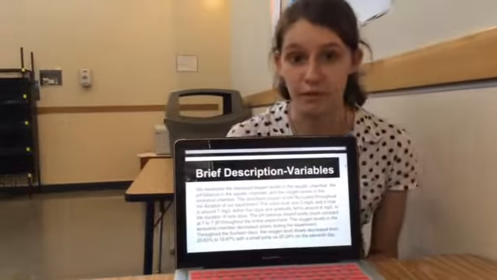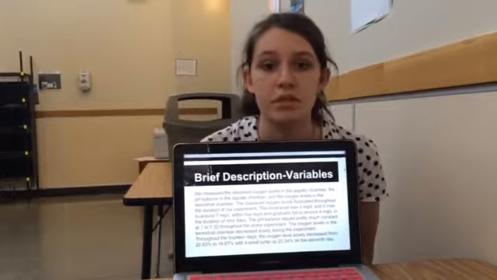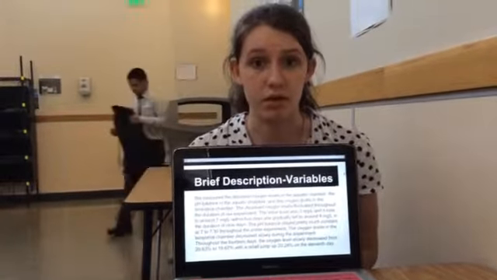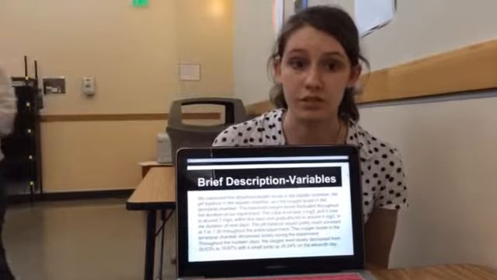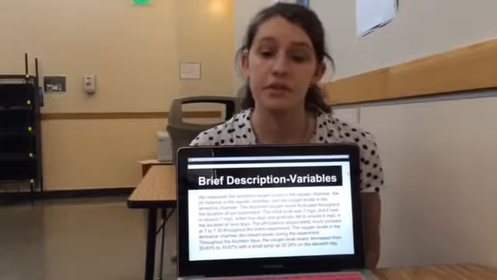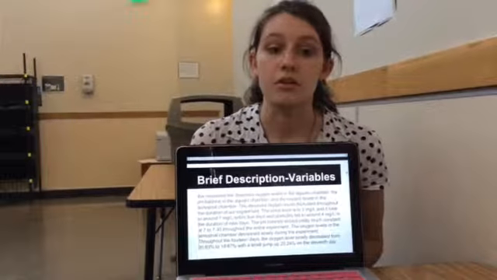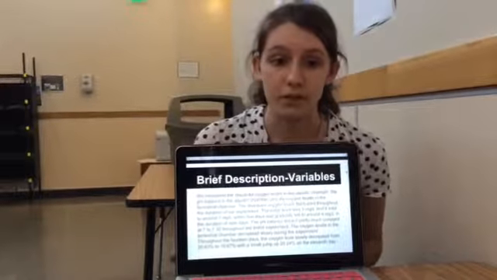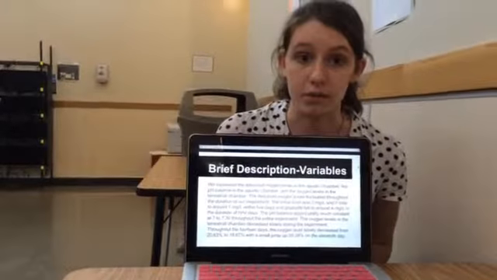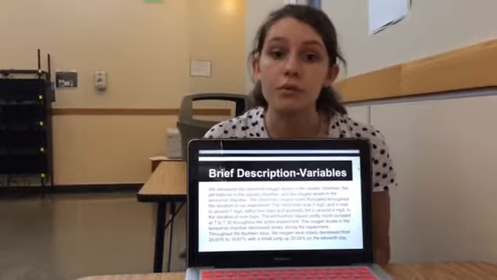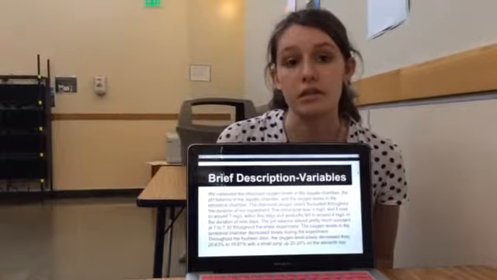Brief description of the variables. We measured the dissolved oxygen levels in the aquatic chamber, the pH balance in the aquatic chamber, and the oxygen levels in the terrestrial chamber. The dissolved oxygen levels fluctuated throughout the duration of our experiment. The initial level was 3 milligrams per liter, and it rose to around 7 milligrams per liter within 5 days and gradually fell to around 4 milligrams per liter in the duration of 9 days.